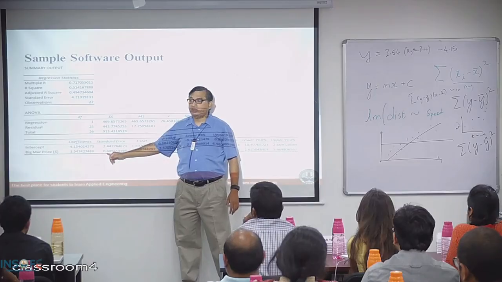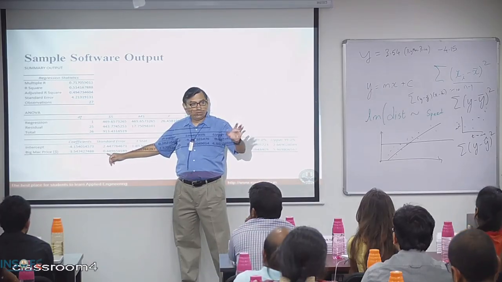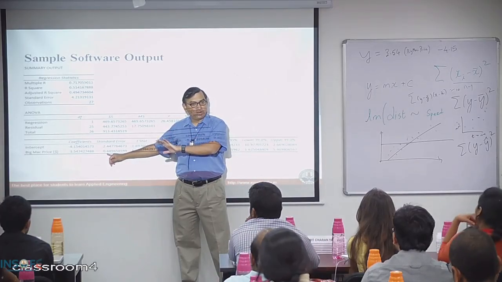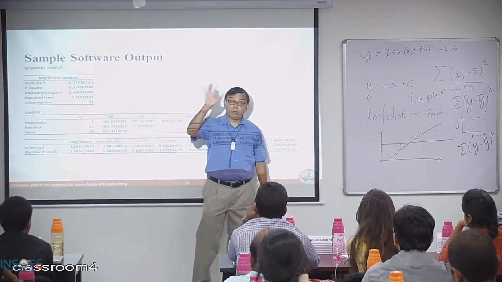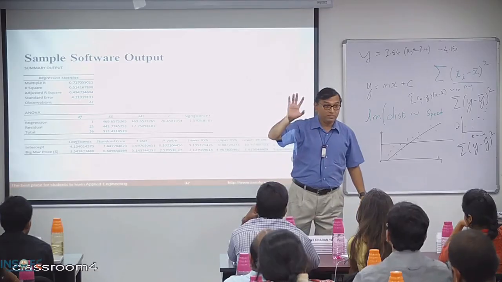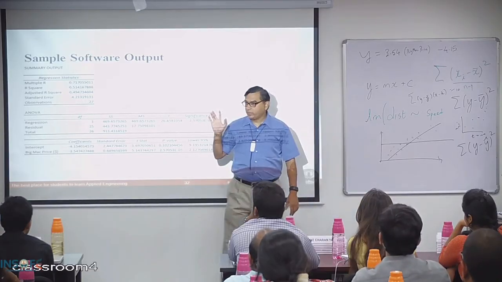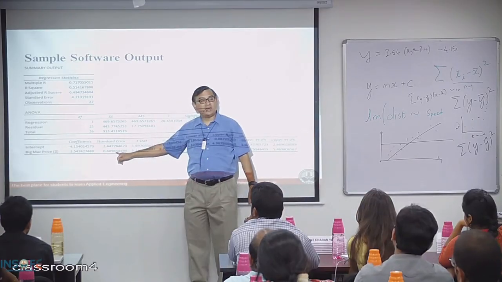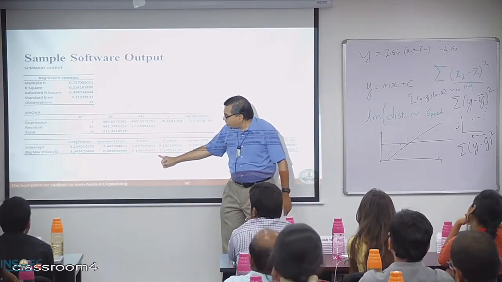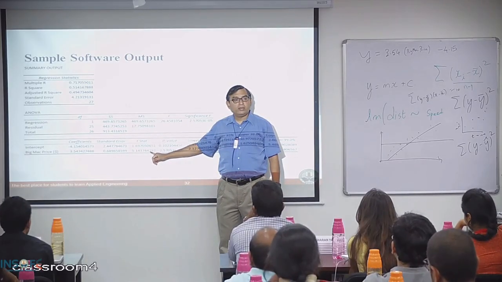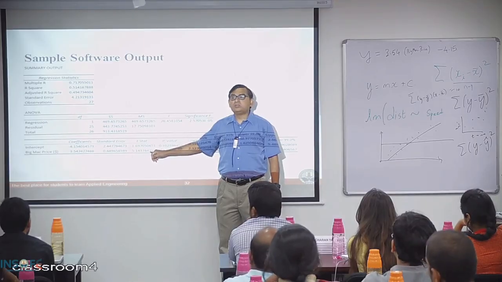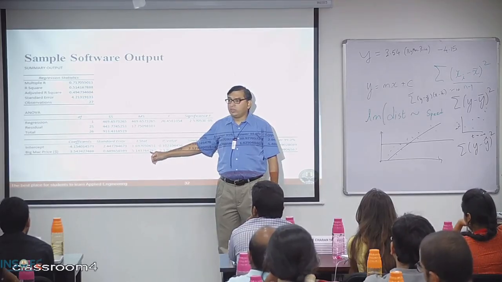That quantification of that error is given here. This is the standard error. This is a term that you have already heard before, right? The standard deviation of the sampling distribution of the mean is the standard error, right? So this is the standard error. In addition, you see the t statistic, right? What is this t statistic telling you?